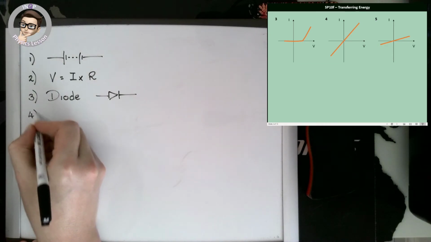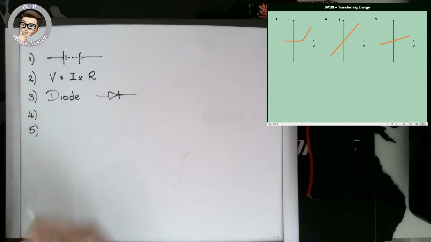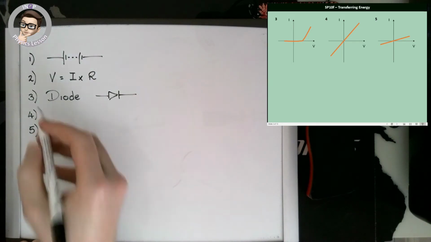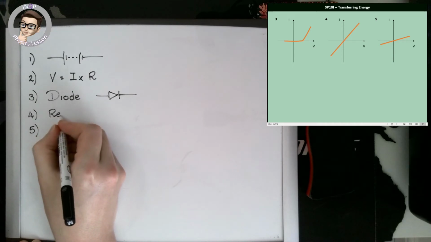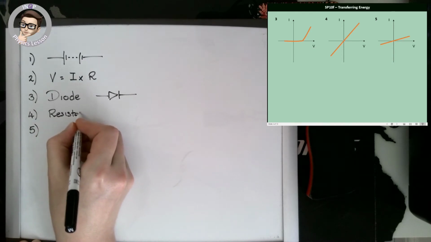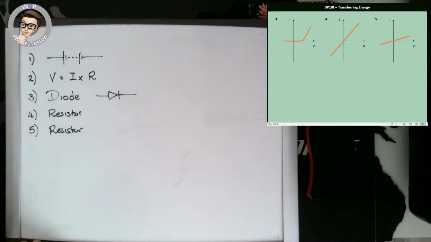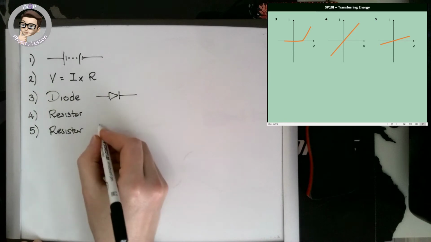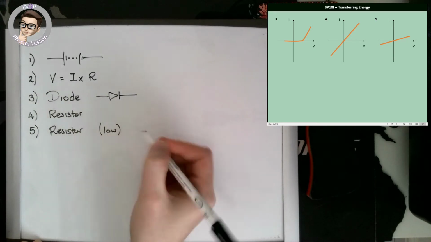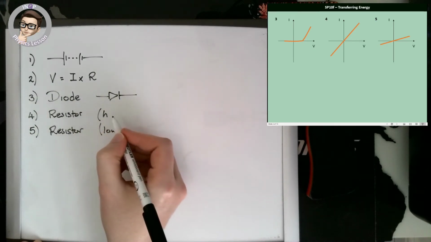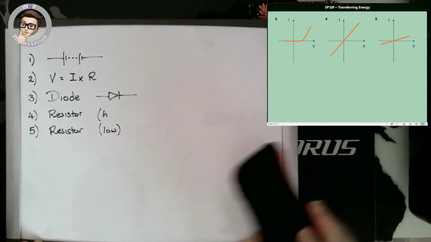Question 4 and question 5 are both the same answer. They are both resistors, because they are both straight line graphs, so they're resistors. Which one has got the higher resistance and which one has got the lower resistance? Well, the lower resistance is the one that has a lower current for a higher potential difference, so that must be number 5, and number 4 then, sorry, let me get the right way around.